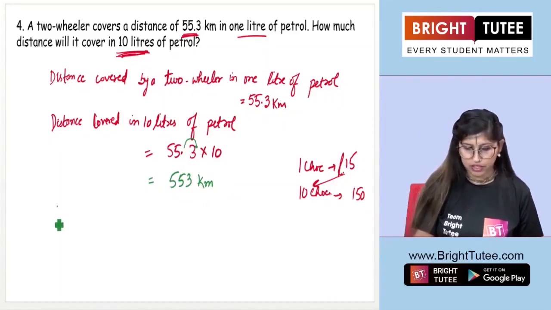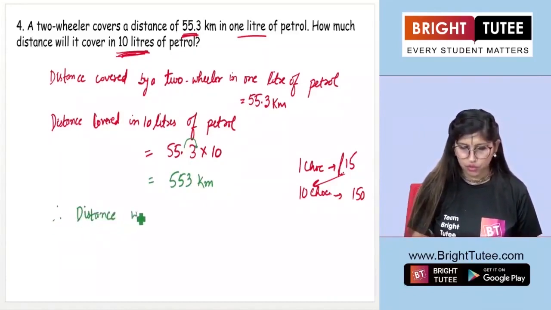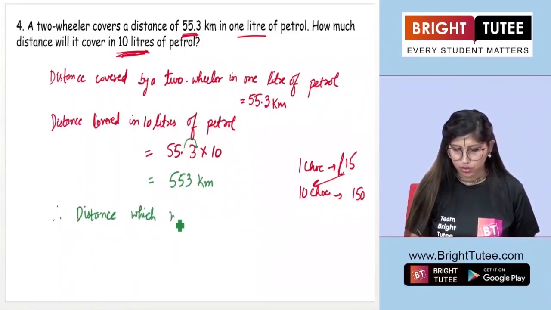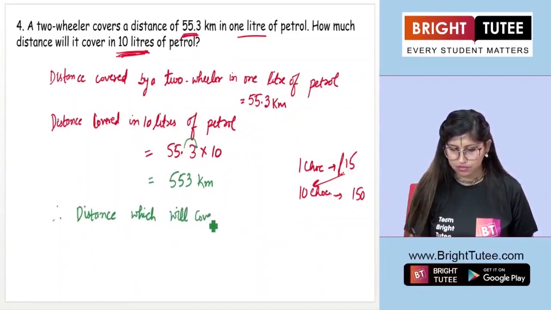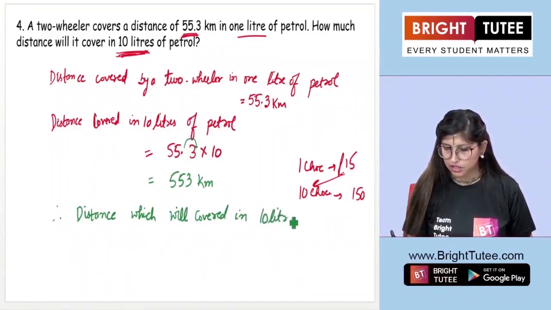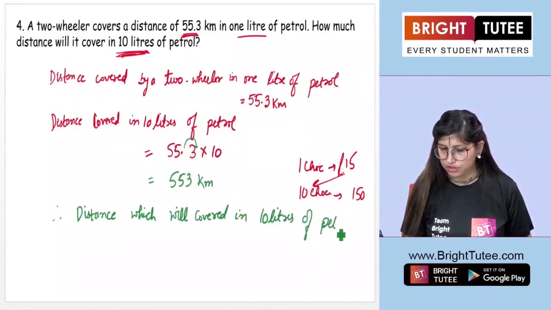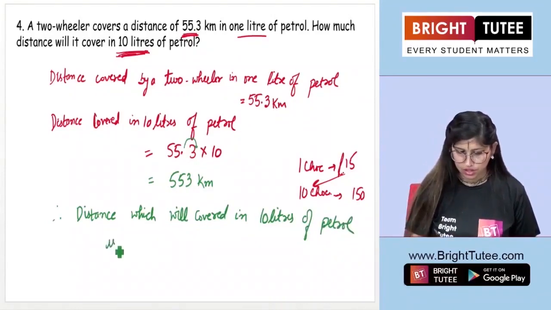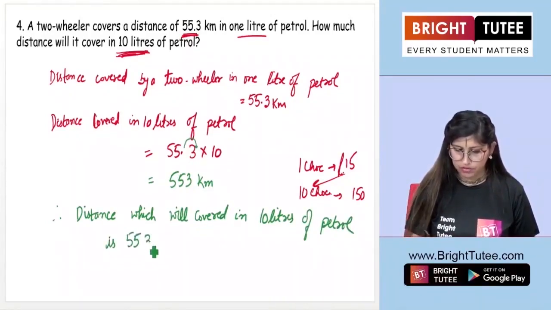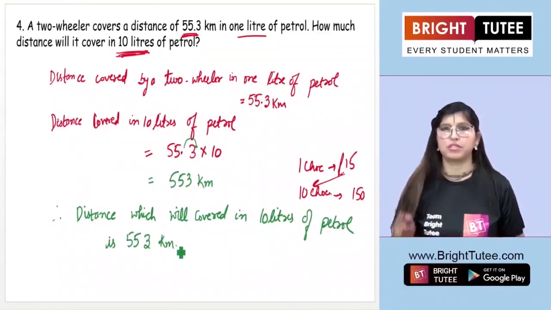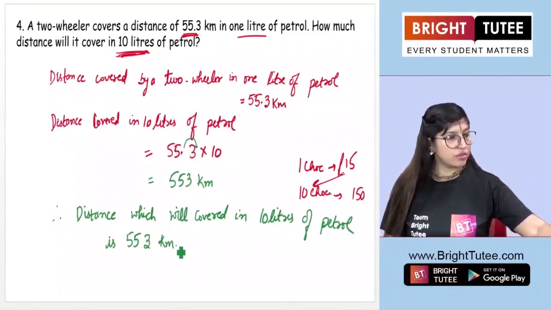So at the end we can write it down: the distance which will be covered in 10 liters of petrol is 553 kilometers. Now let's move on to another question which we have.